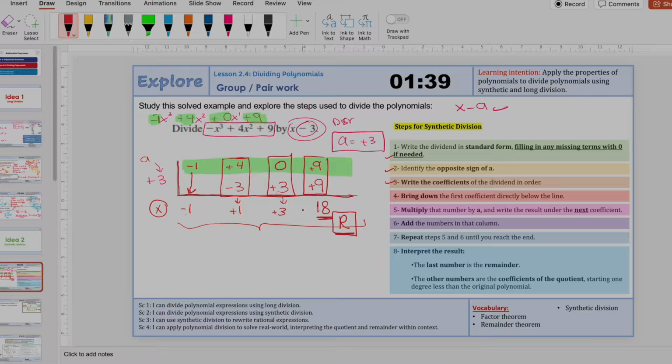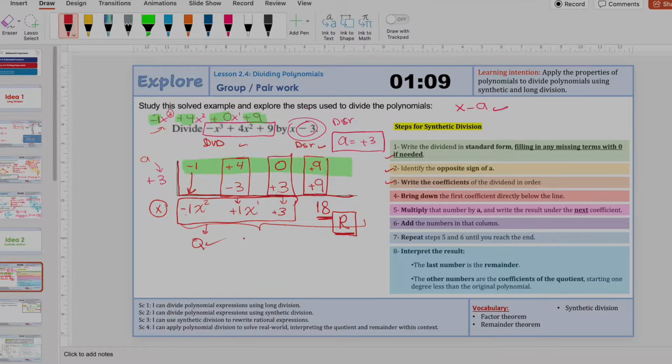The other 3 terms here will have a power. Which variable and the power? Which power will it be? Since the dividend had a power of 3, your answer will start with power of 2, then power of 1, and then no power. That's it. So that's my quotient. That's my remainder. This is the dividend, and this is the divisor.